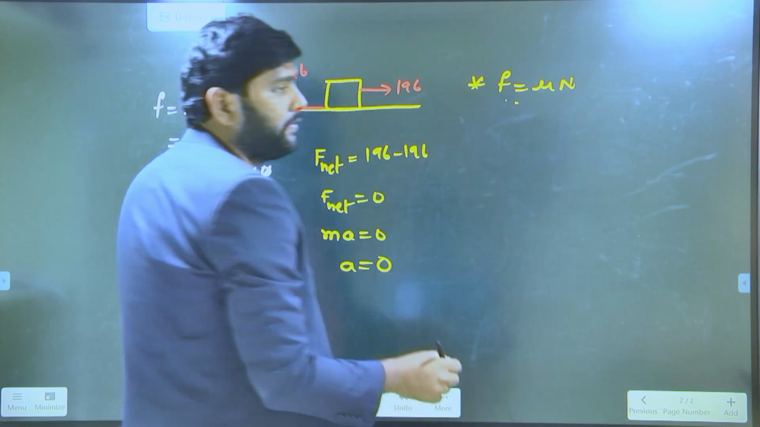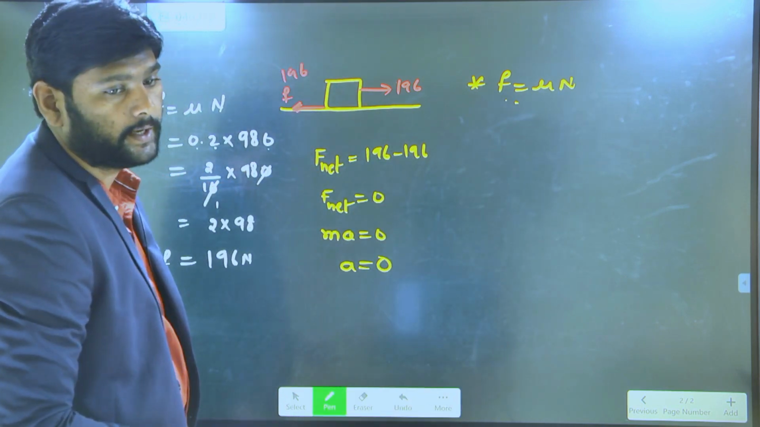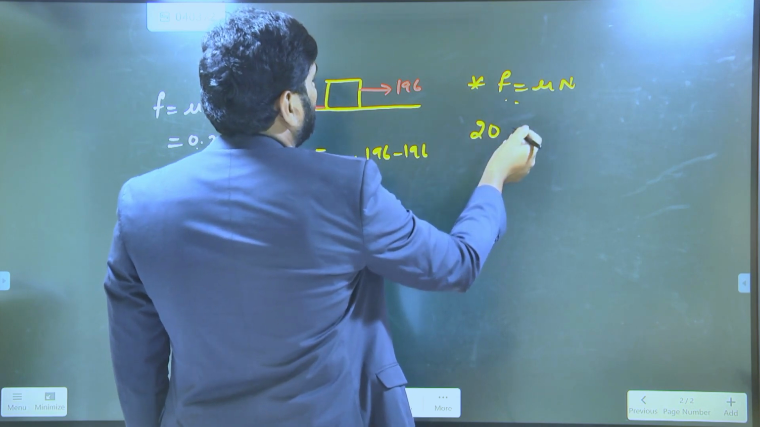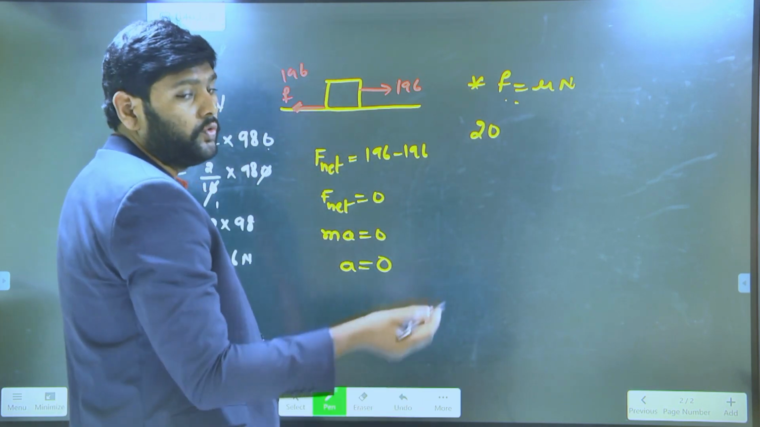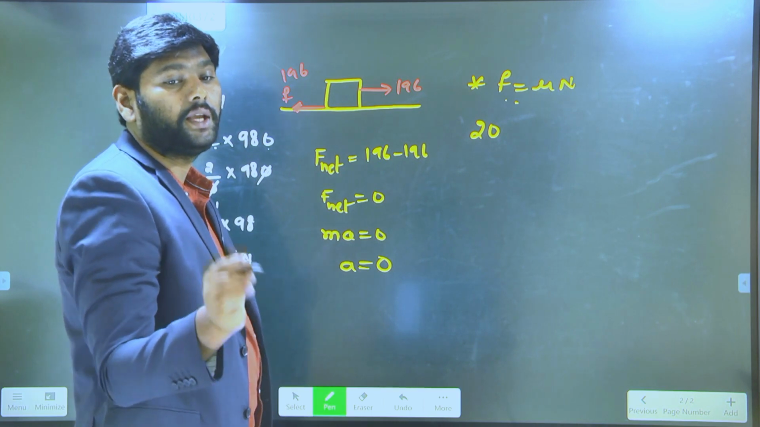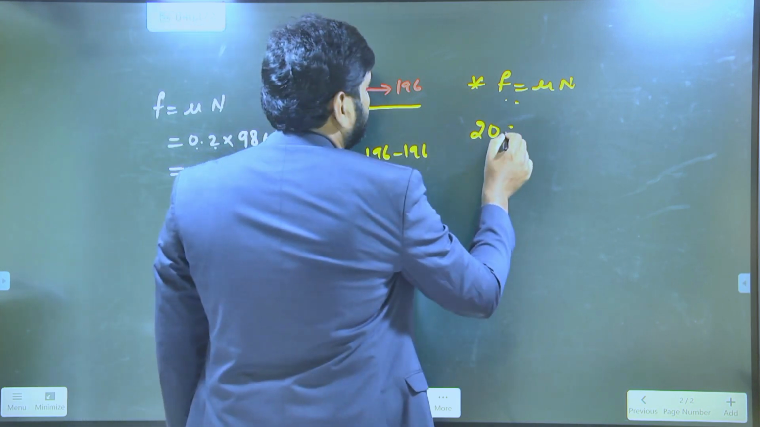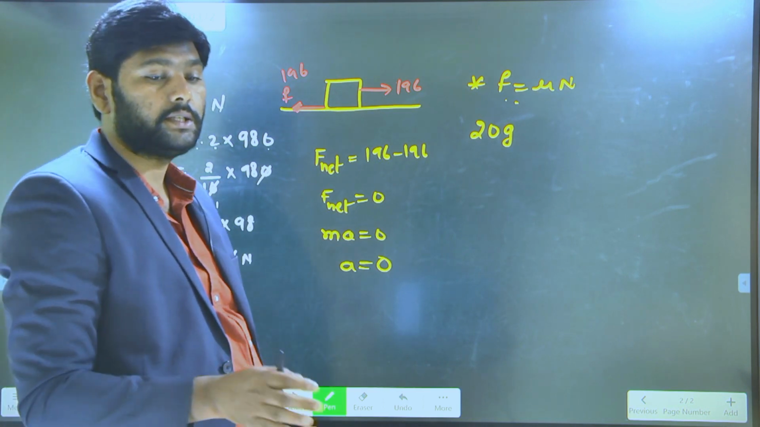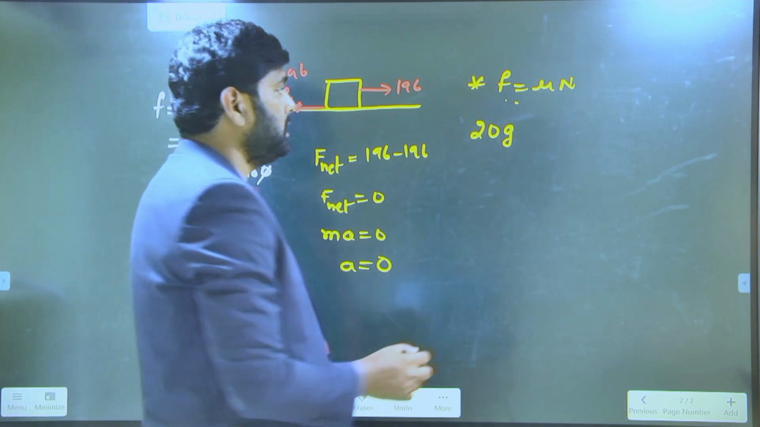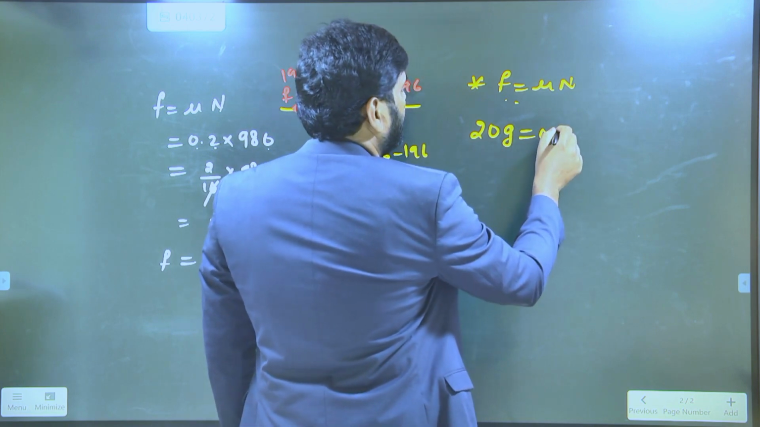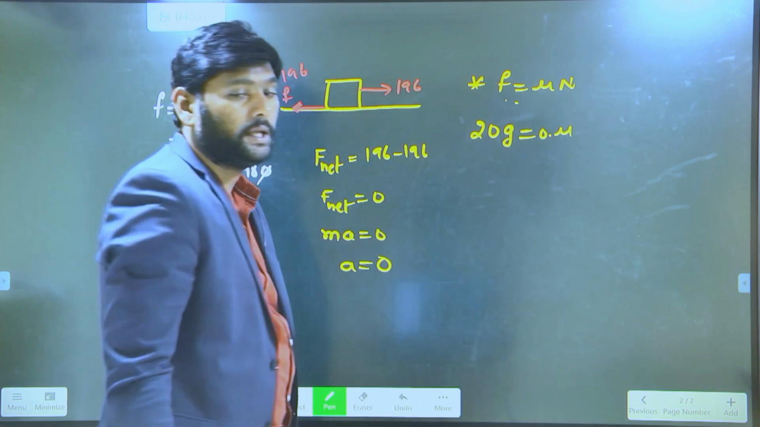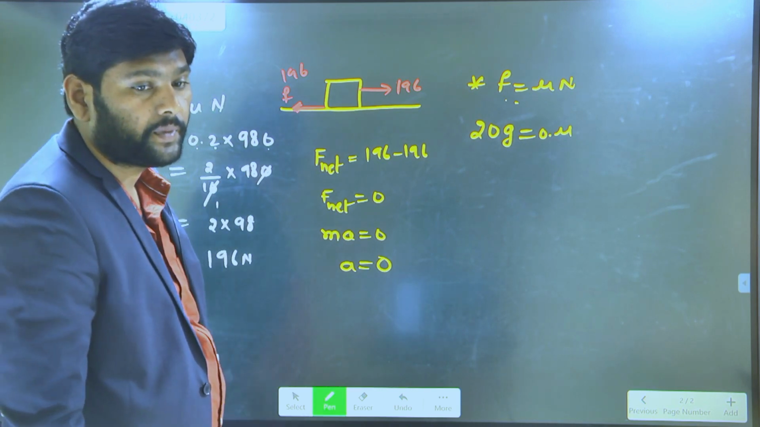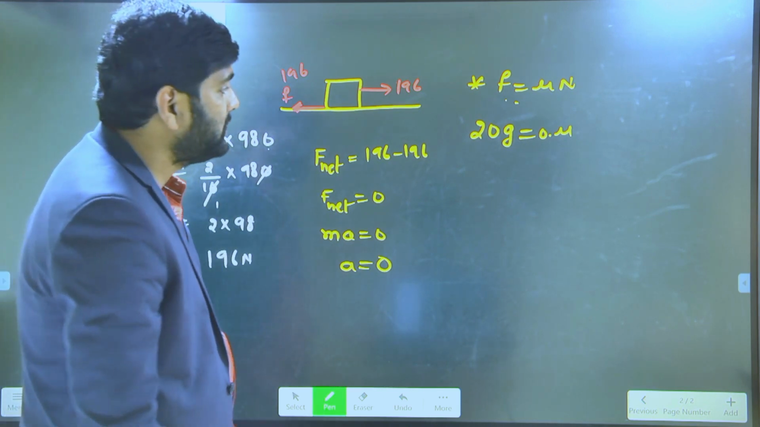But how much is the F value we are taking here? 20 kg weight. We can write 20 kg weight as 20g. Got my point? 20g is equal to mu times the normal reaction. What is the normal reaction here? N is equal to mg.